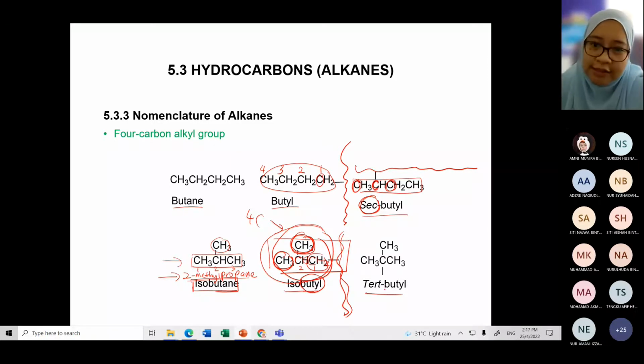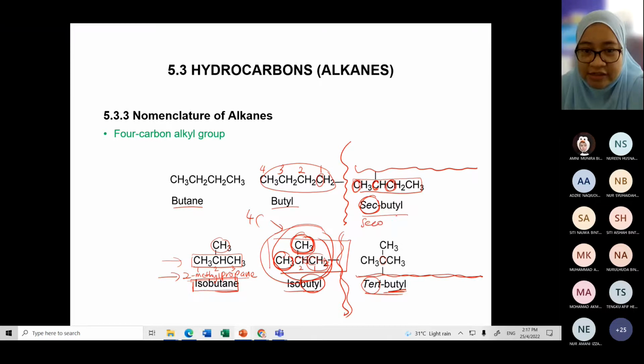We have tert-butyl. Okay, tert-butyl. So imagine this is the parent. So this parent is attached to this carbon. The reason it is called butyl again is because we have 4 carbons in the substituent, and the reason it starts with "tert" is that "tert" is the short name for tertiary.